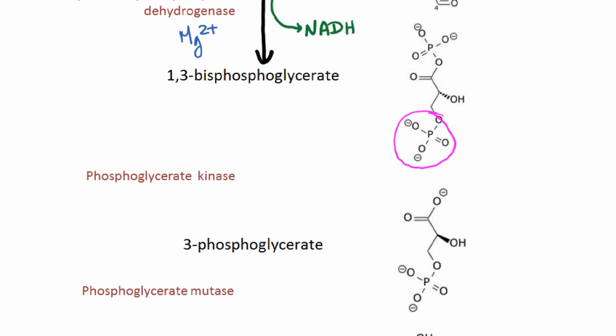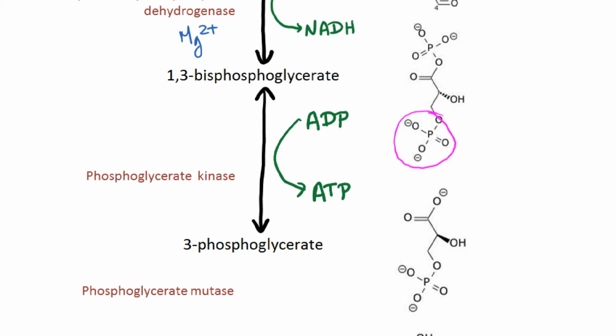The next reaction is going from 1,3-bisphosphoglycerate to 3-phosphoglycerate. In this reaction, ADP is converted to ATP. This is the first time you make ATP. Magnesium is a cofactor in this reaction, which is facilitated by phosphoglycerate kinase.